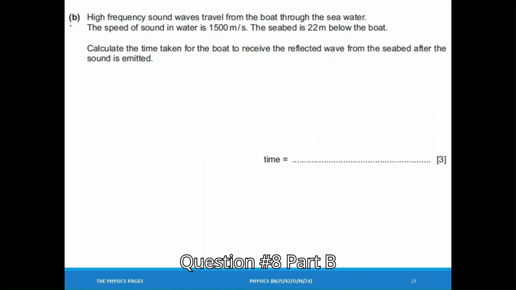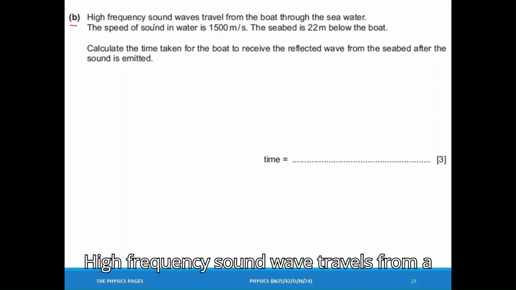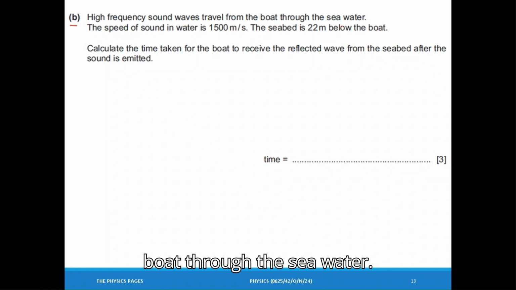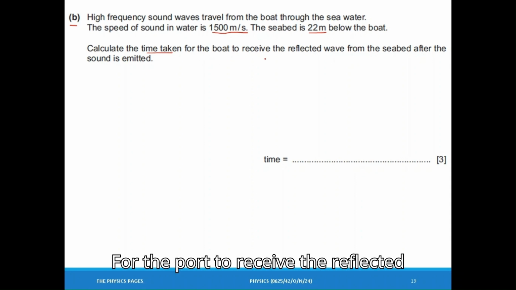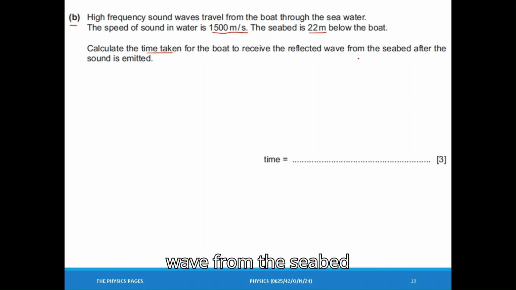Question number 8. Part B. A high-frequency sound wave travels from a boat through the seawater. The speed of the sound in water is 1,500 meters per second. The seabed is 22 meters below the boat. Calculate the time taken for the boat to receive the reflected wave from the seabed.